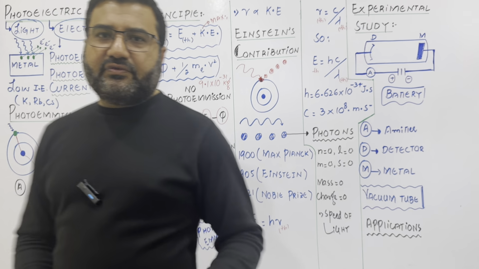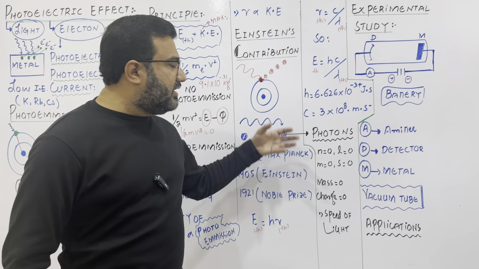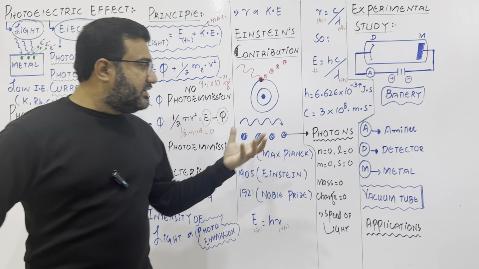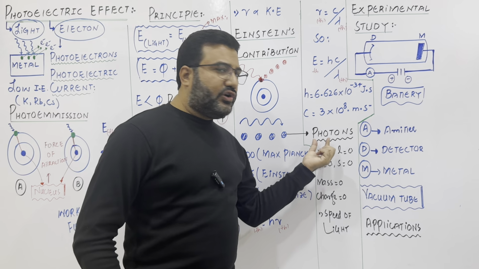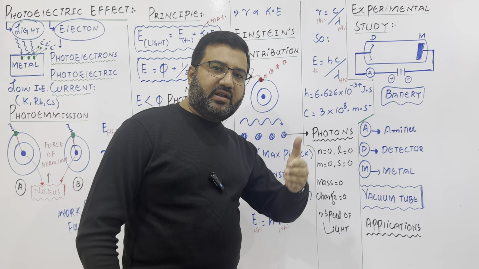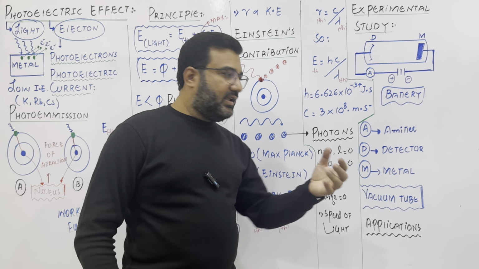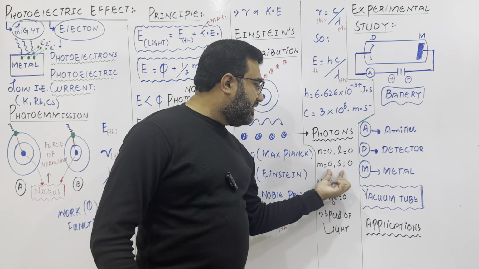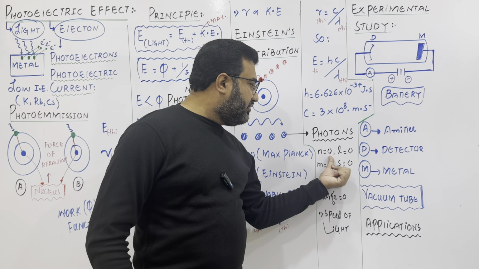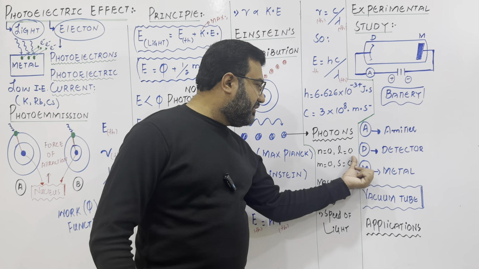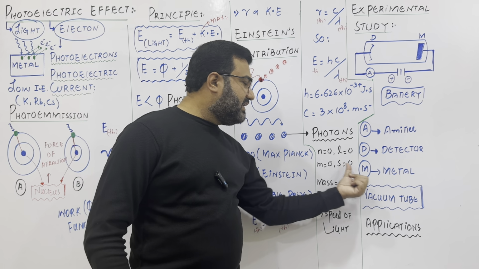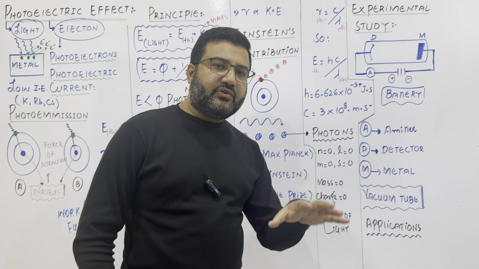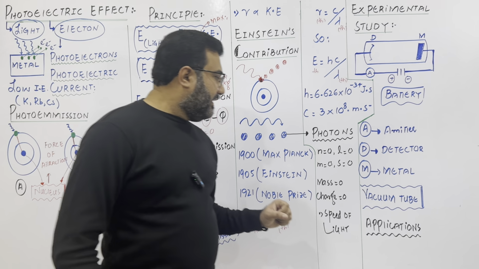Now, my dear students, we have repeatedly used the term photon after Einstein's contribution. Now, let's see what a photon means. Photons are basically small energy packets, and those energy packets have all quantum number values 0. Their principal quantum number is 0, azimuthal quantum number is 0, magnetic quantum number is 0, and spin quantum number is 0. So all quantum numbers for a photon are 0.